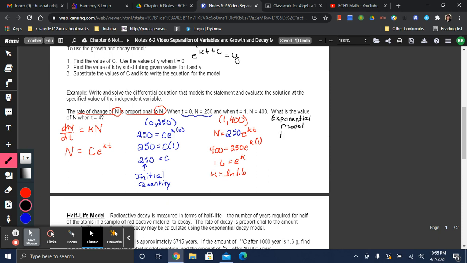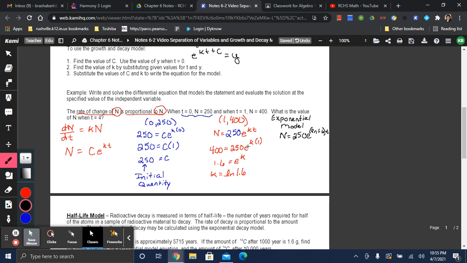My exponential model would be n equals 250 e to the natural log of 1.6 times t. You can get a decimal for that if you want to, or you can just leave it like that. Be sure you store values. That would be my exponential model.